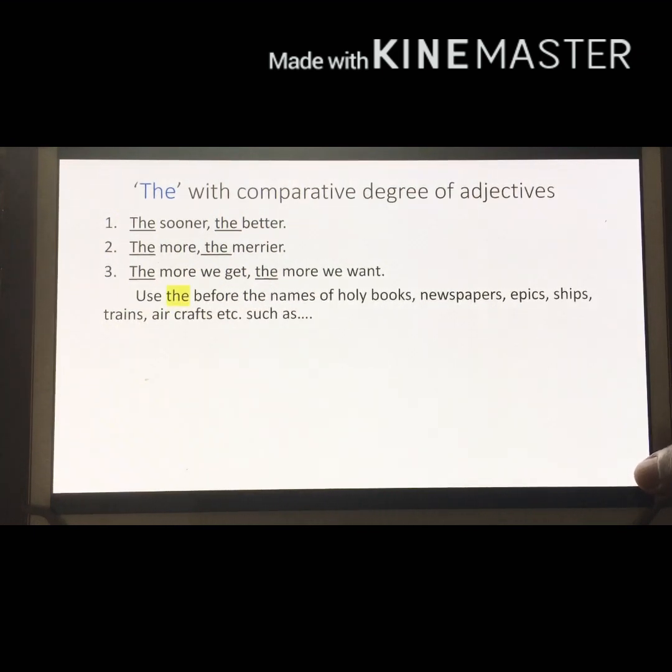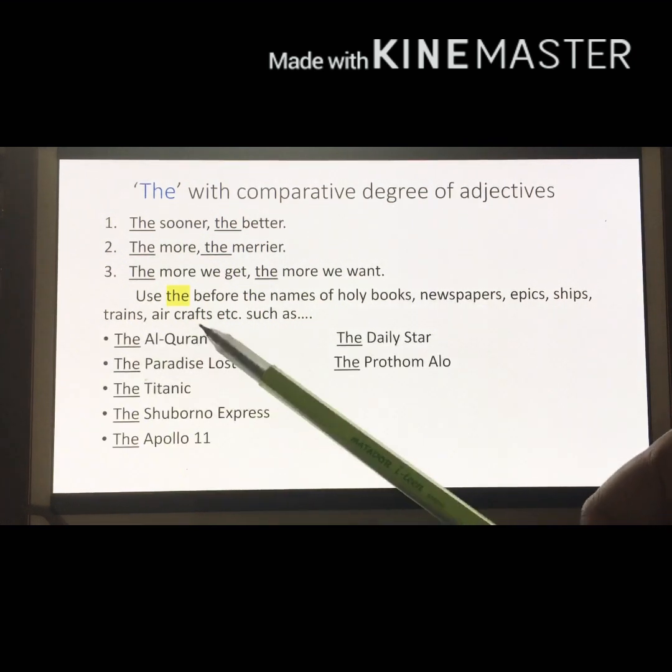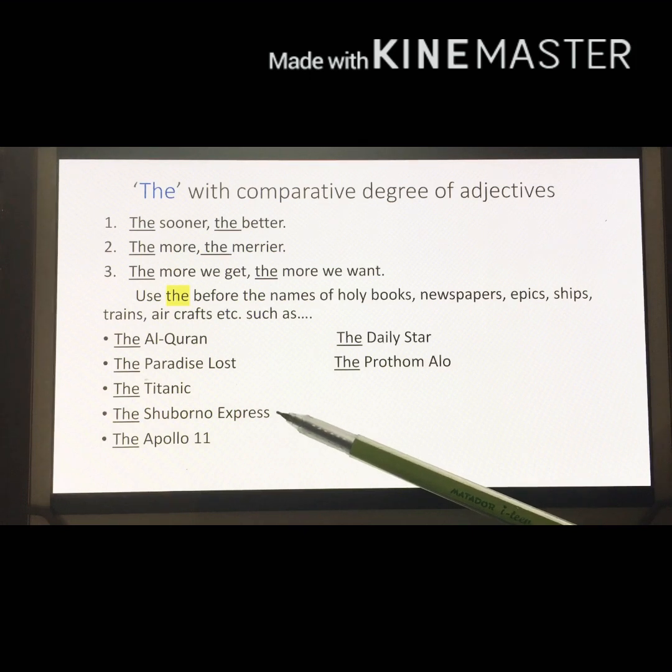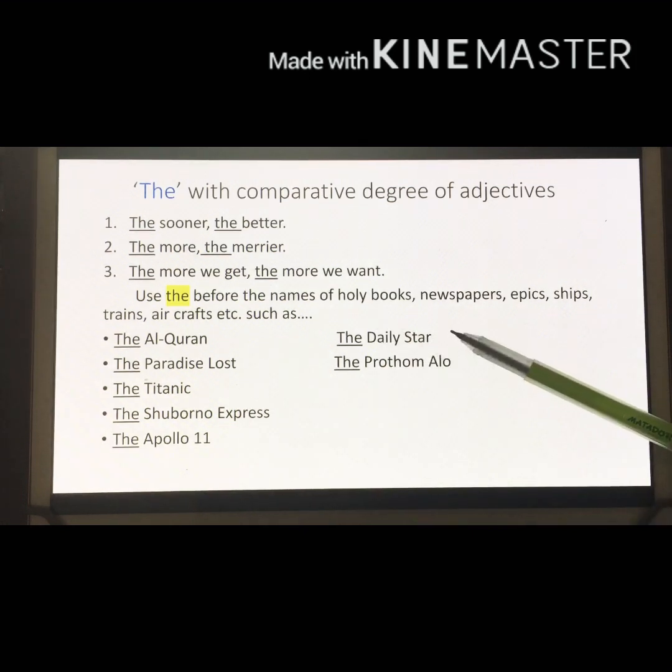Use "the" before the names of holy books, newspapers, epics, ships, trains, aircraft, etc., such as the Al-Quran, the Paradise Lost, the Titanic, the Suborno Express, the Apollo 11, the Daily Star, the Prothom Alo. See here, the Al-Quran is a holy book, the Paradise Lost is the name of an epic, the Titanic is the name of a ship, the Suborno Express is the name of a train, the Apollo 11 is the name of an aircraft, the Daily Star is the name of a newspaper, and the Prothom Alo too.